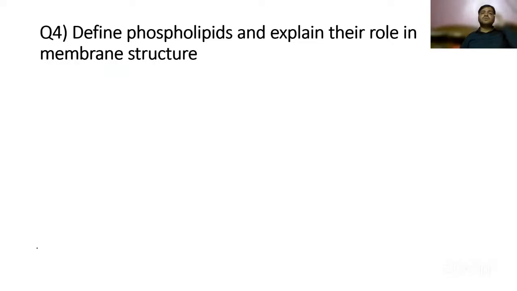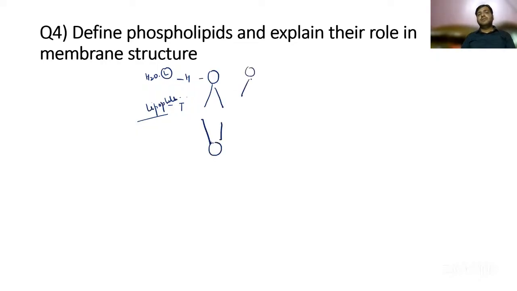Coming on to the next question, define the phospholipids and explain their role in the membrane structure. I think you guys already know this. The phospholipids have the head part and the tail part, right? The head is water loving. The tail is water repelling, or more lipophilic, that is lipid soluble, right? And they are arranged as a lipid bilayer. You already know the head part contains the phosphate ions that attract the water towards it, right? So this is the membrane structure that we discussed yesterday as well in yesterday's session.